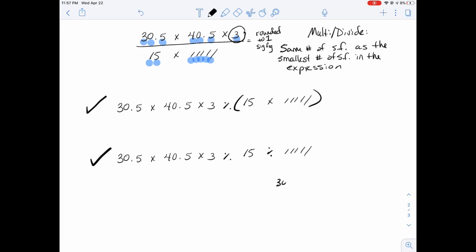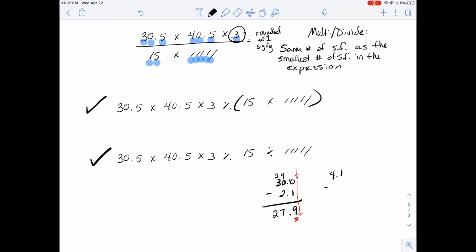Now let's look at what happens with subtraction. So we're going to take our 30 and subtract out 2.1. And then we're going to get 27.9. Both of these numbers are going to the same position. They're both going to the tenths position. And when you're adding and subtracting, it has to do with the last numbers. So this number is going to round to 27.9.